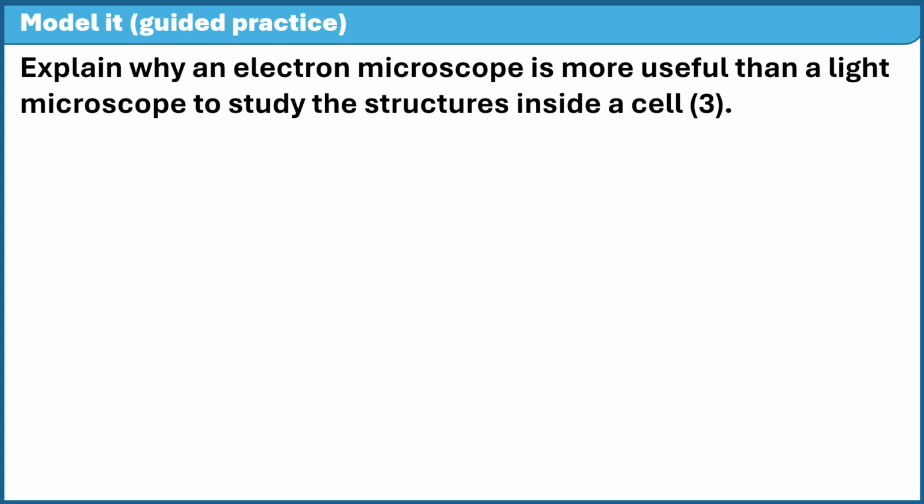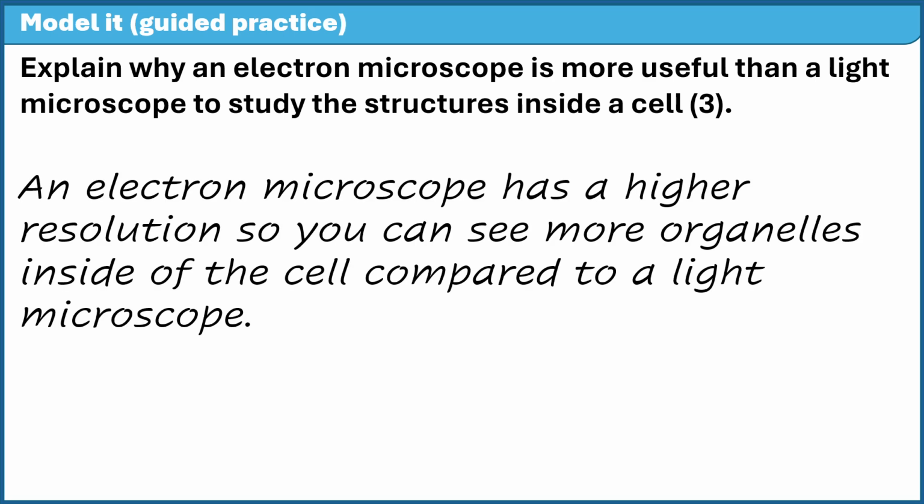The question reads, explain why an electron microscope is more useful than a light microscope to study the structures inside a cell. This is worth 3 marks. Here's a model answer. An electron microscope has a higher resolution, so you can see more organelles inside the cell compared to a light microscope.